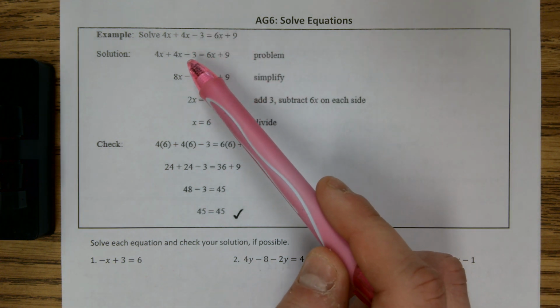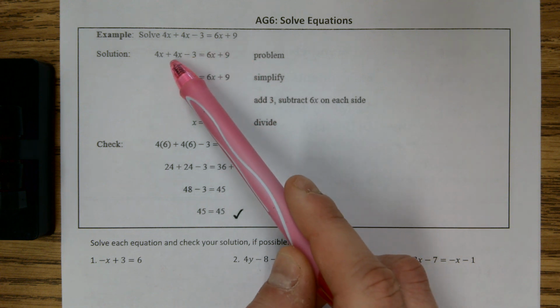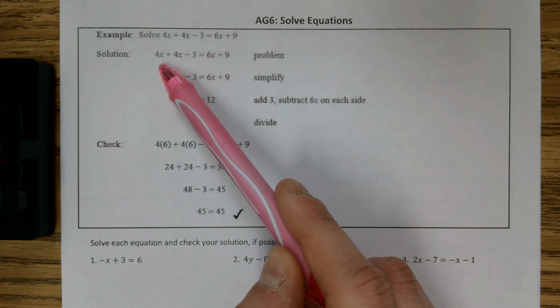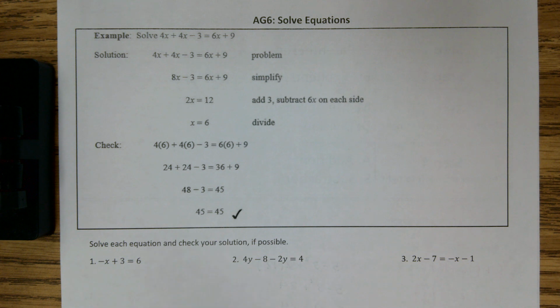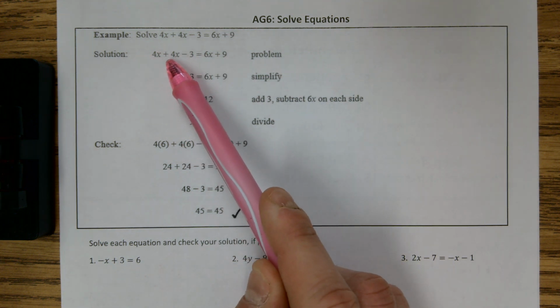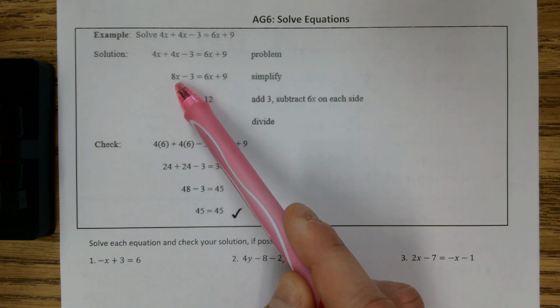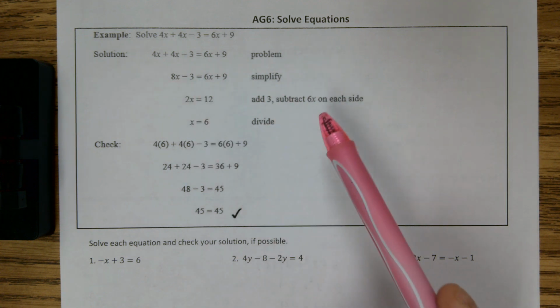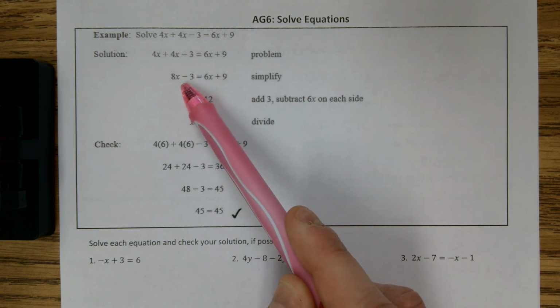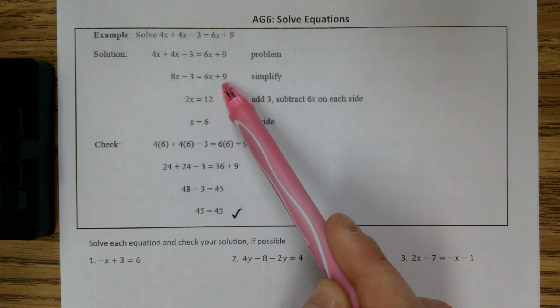What we have to do first and foremost is make sure that all of our terms are simplified and we can combine them on each side. In this case, the first thing we do is combine 4x and 4x, because they are like terms. That gives us 8x, so we have 8x minus 3 is equal to 6x plus 9.